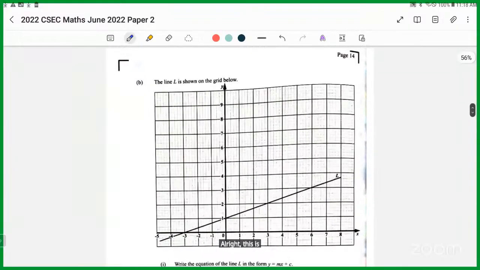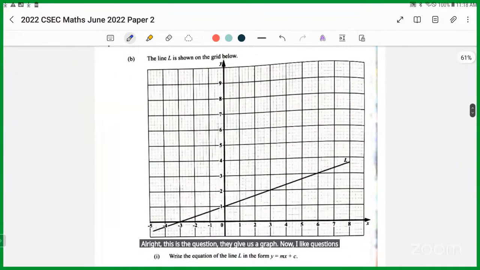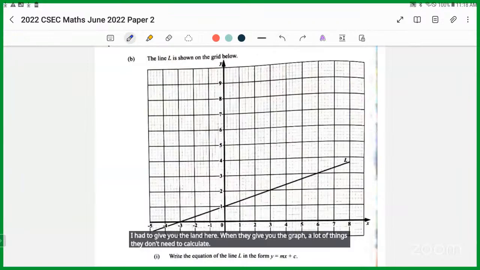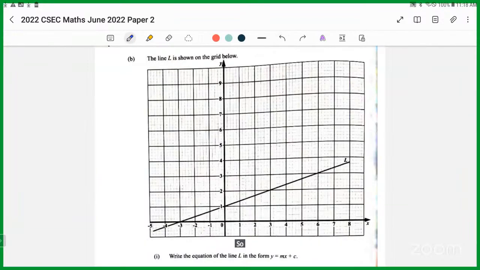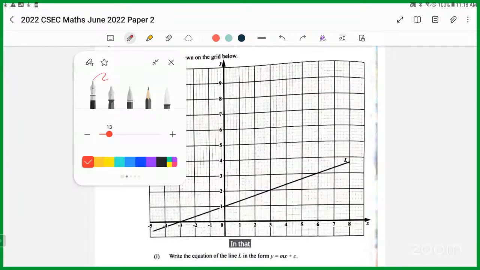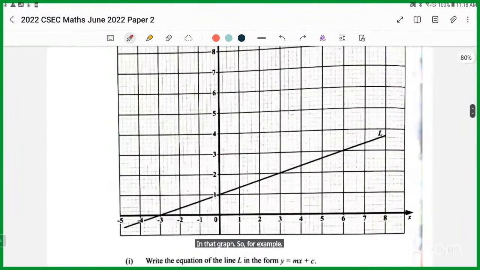They give us a graph. Now, I like questions when they give a graph, like they give the line here. When they give a graph, a lot of things you don't need to calculate. So some things we can pick up after just looking at the graph. For example, I know the y-axis intercept on this line is 1 right here. So for this line, I know that c is equal to 1. Then I can also count out the gradient. I don't have to calculate the gradient.